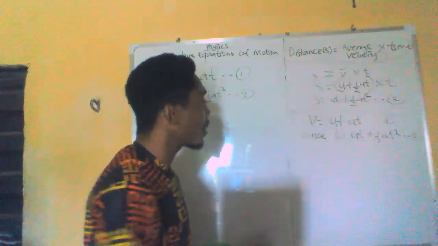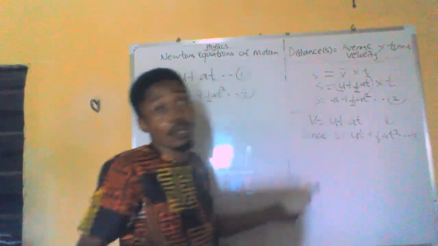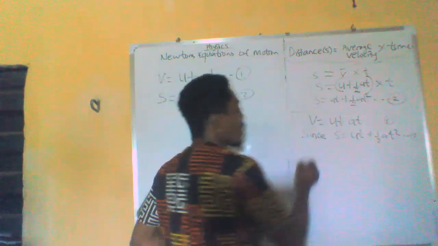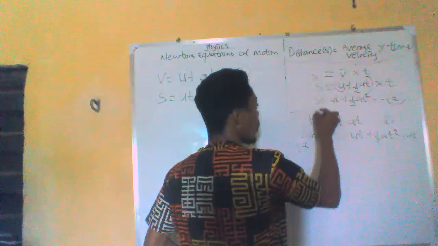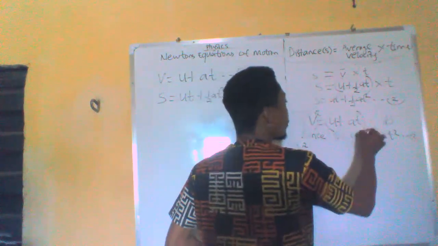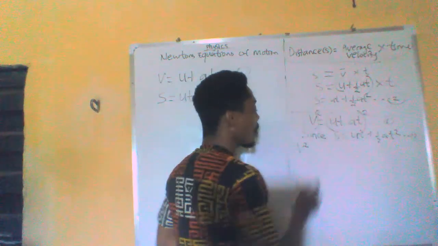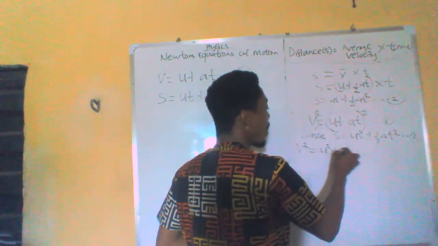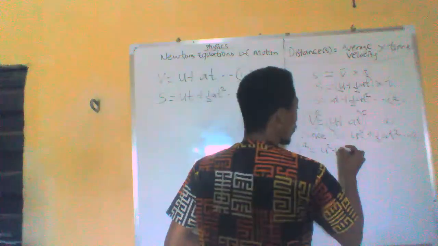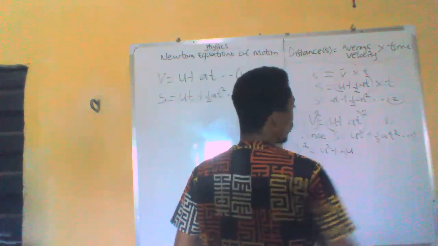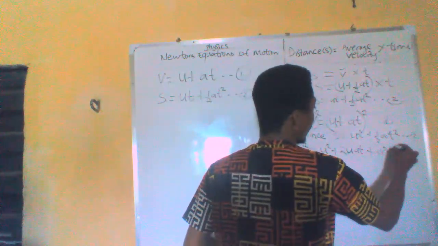The first thing I will do is, in equation 1, square both sides. Squaring both sides, square V, I will have V squared, and then square U plus AT. If I square this, what I'm going to have would be U squared plus 2UAT plus A squared T squared.